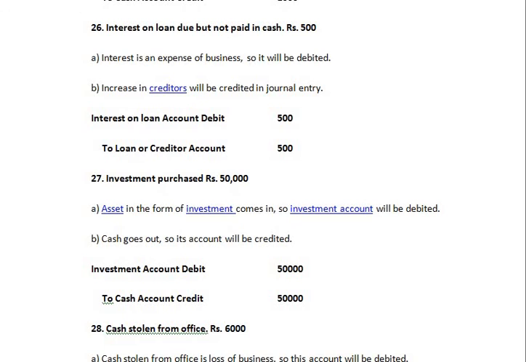Interest on loan due but not paid in cash. Interest is an expense of business, so interest on loan account is debited to loan or creditor account. Whereas investment purchased for 50,000, investment account debit to cash account. Investment, that is an asset, is coming in and cash is going out.